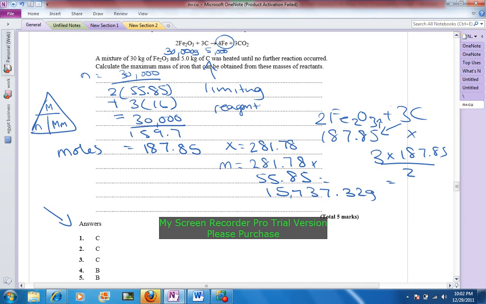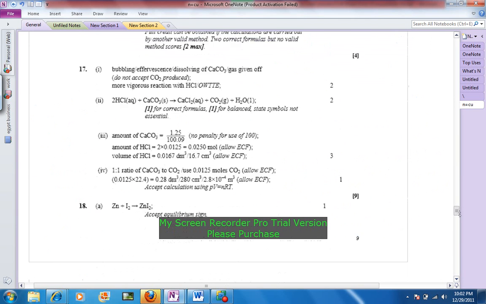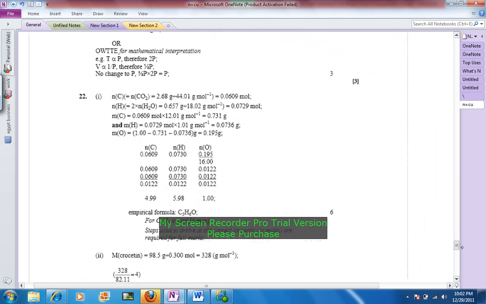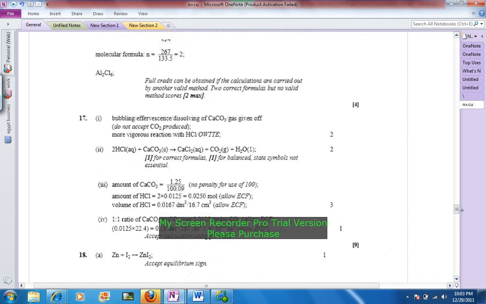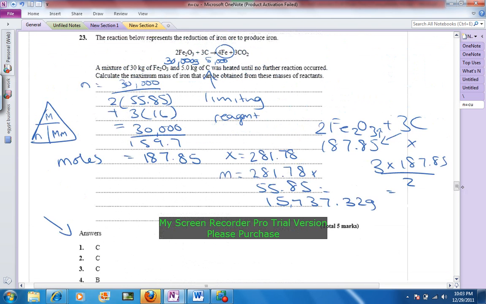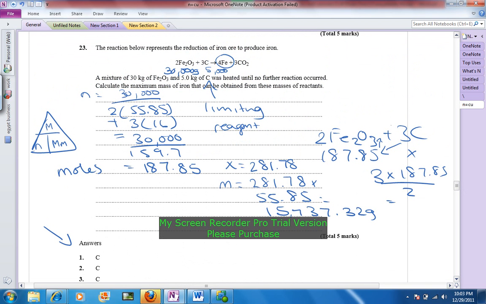Wait, I have a feeling this is wrong. One second, let me just check. Let's check the answers. This is question number 23, and it says the Fe2, lovely. Alright, so it's telling me I'm wrong. Screw you, you're wrong. Alright, let's figure out what we did wrong here.